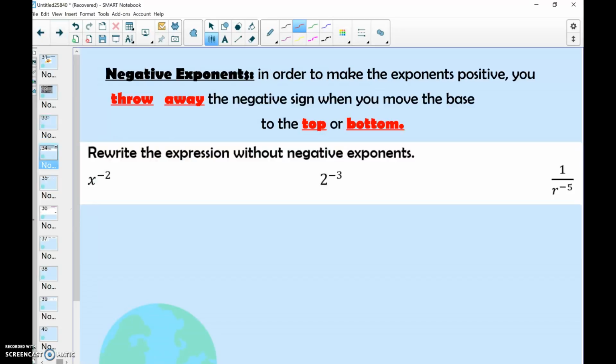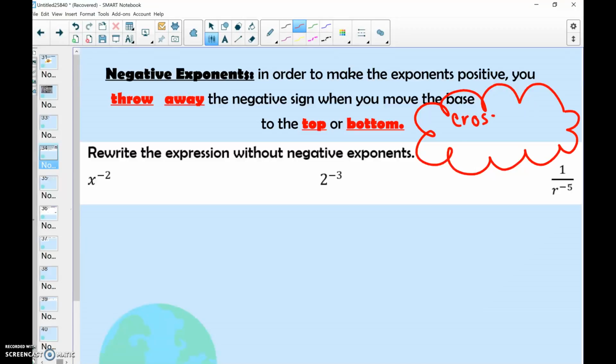So here you're filling the blanks for that first section of your notes. Go ahead and write those in. In order to make the exponents positive, you throw away the negative sign when you move the base to the top or the bottom. I also would like you guys to put up in the top right-hand corner of your notes a little cloud kind of thing like this, and write the phrase cross the line, change the sign. Cross the line, change the sign. That's going to be our motto for negative exponents.